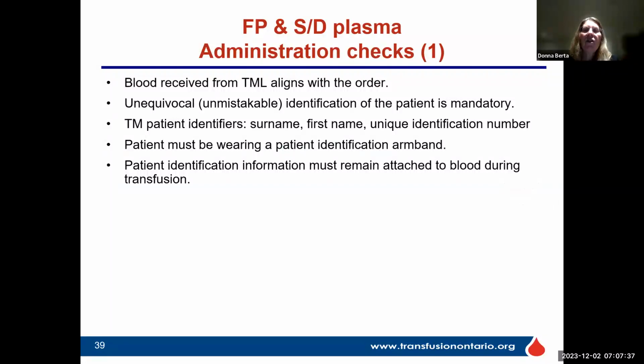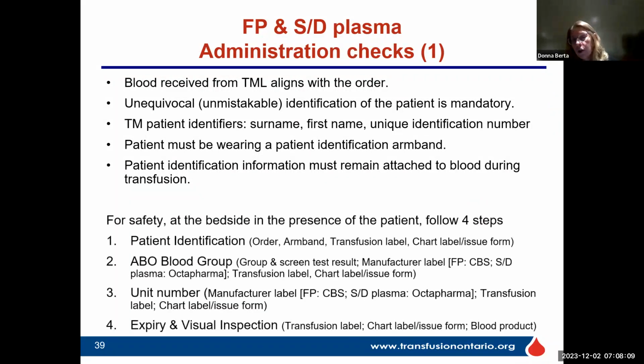If we're talking about administration checks, there's a few key points that I just can't not state. So when you're checking blood, make sure what you get from the blood bank aligns with the order. Patient identification is critical. The identifiers for blood transfusion, the patient identifiers, are surname, first name, and unique identification number. That's what the standards say we should be following. The patient has to be wearing an armband. The patient identification has to stay attached to the blood during the transfusion.